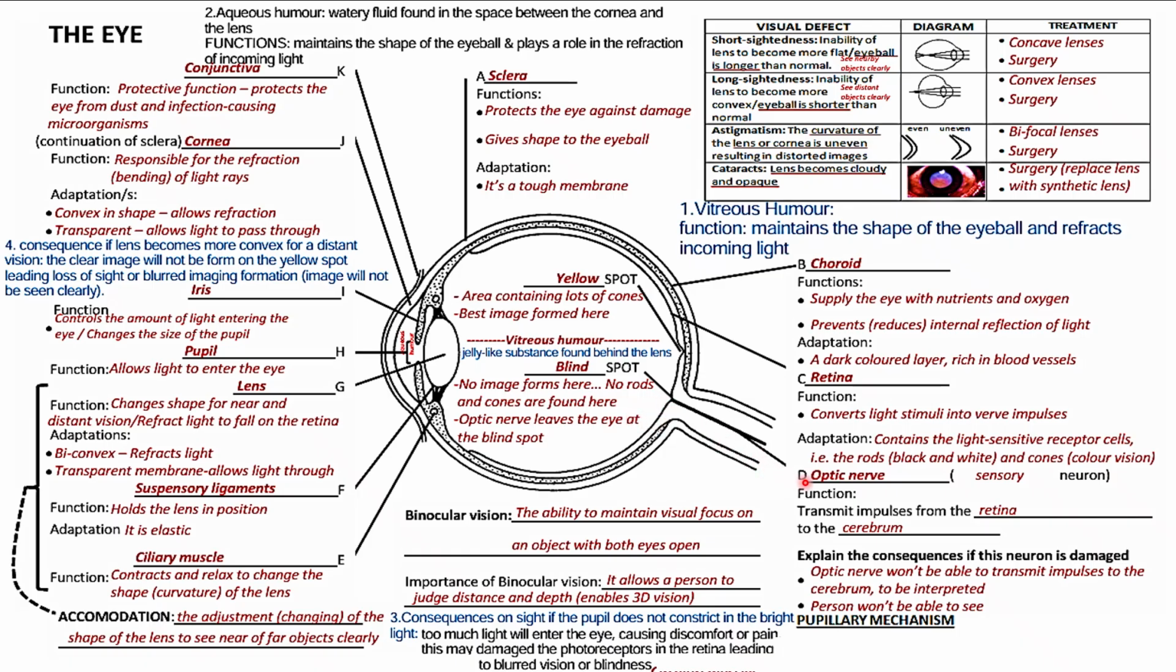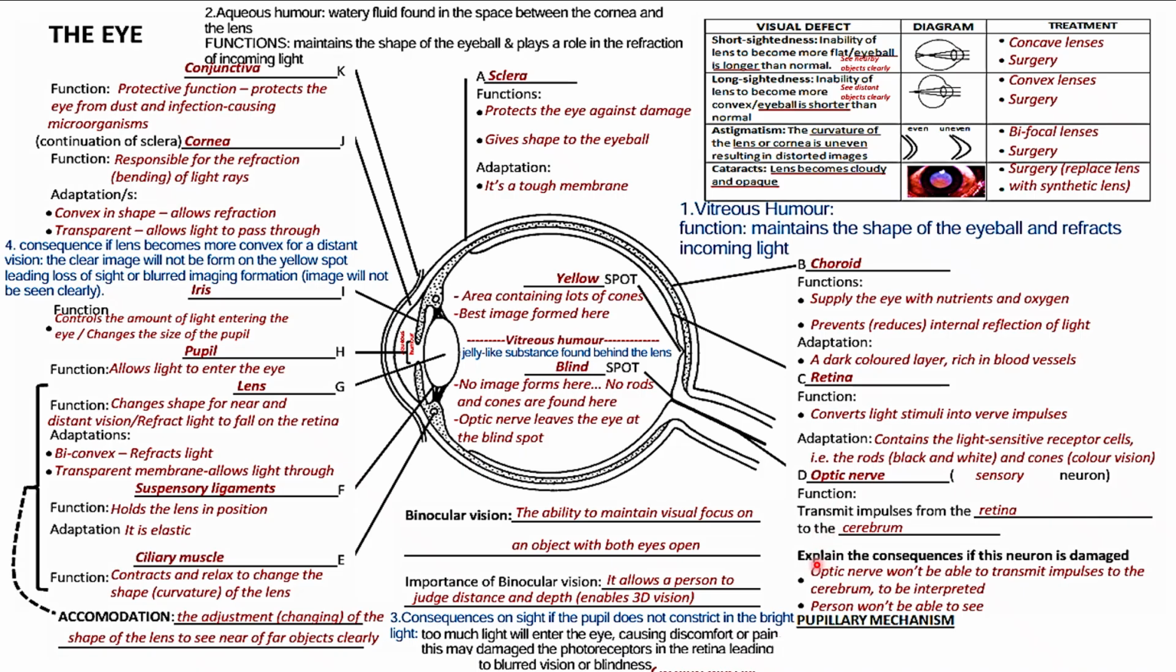Now, we have to therefore explore the optic nerve properly. What are the functions of the optic nerve? This nerve is actually the sensory neuron, as we have explored earlier on, that there are three neurons: sensory, interneuron, and motor. The sensory neuron is always connected to our sense organs. It functions by transmitting impulses from the retina to the cerebrum. It is its duty to transmit impulses from the retina to the cerebrum.